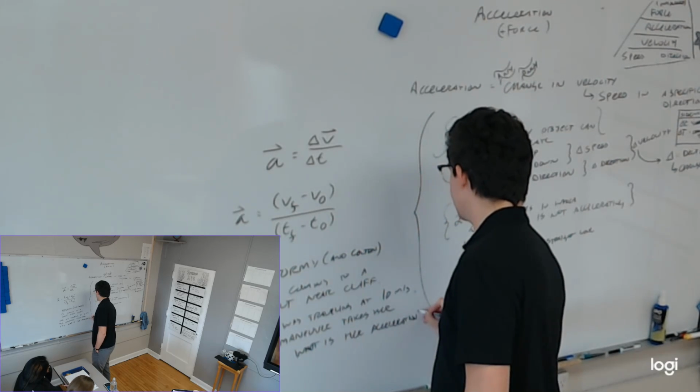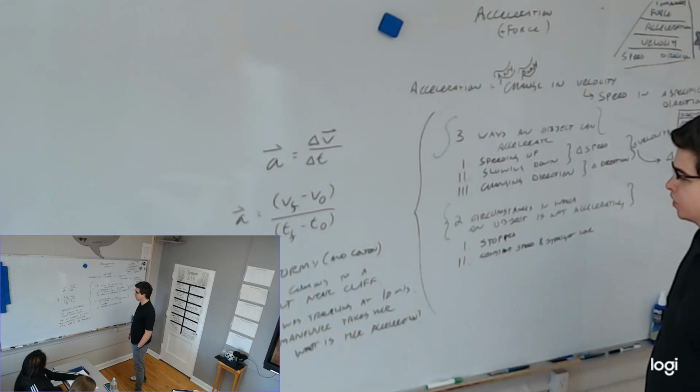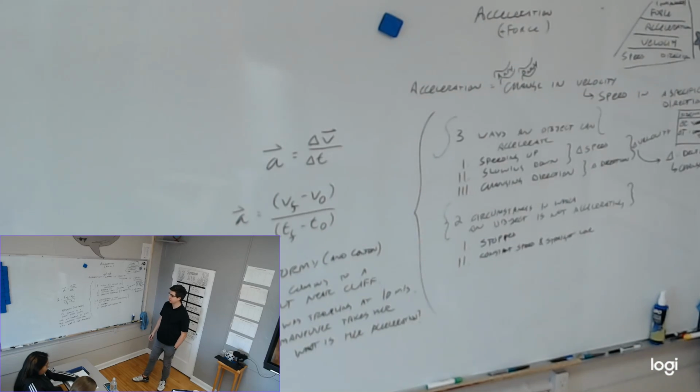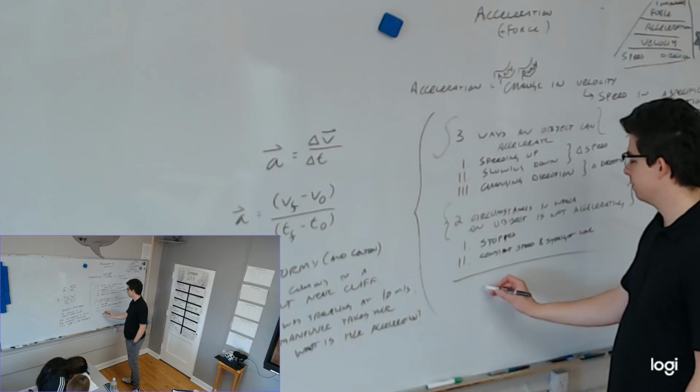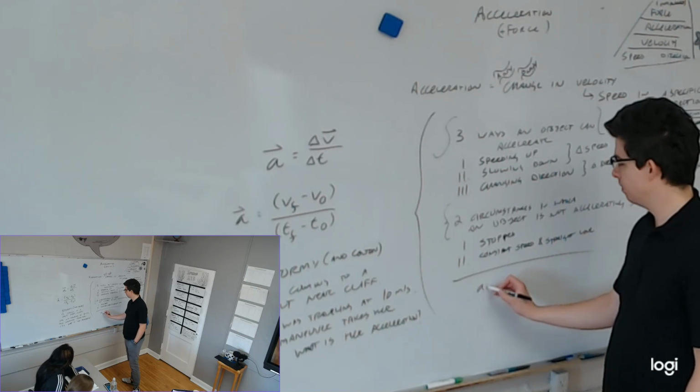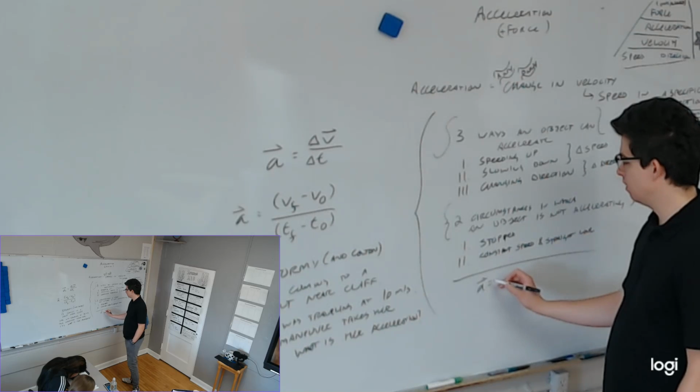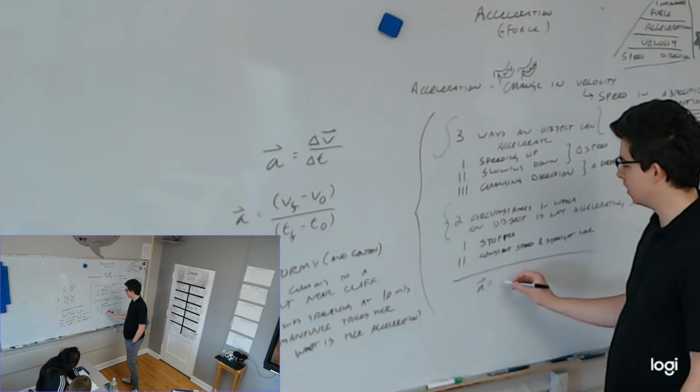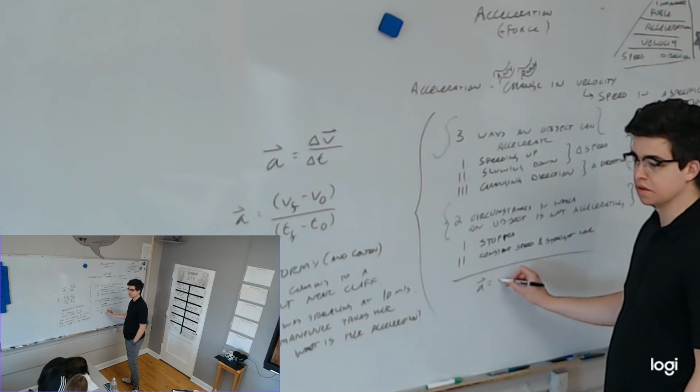So using our context clues, what are we trying to solve for here? Acceleration. What should I do first? Write the equation, which is a arrow equals?